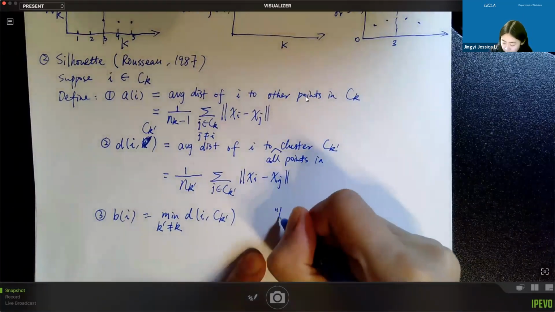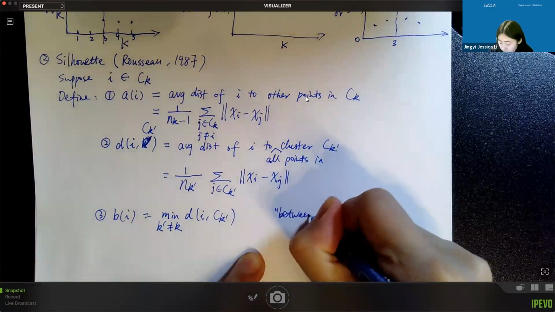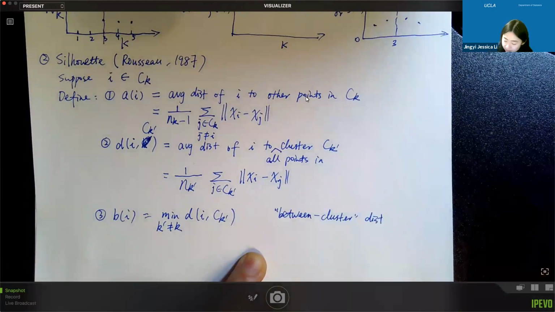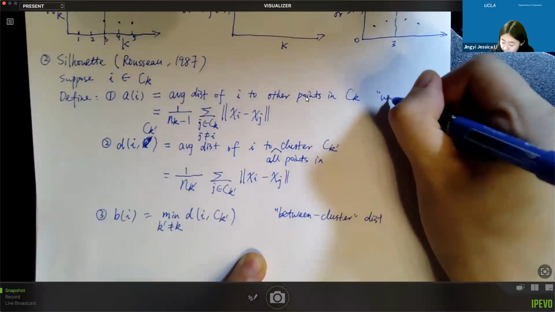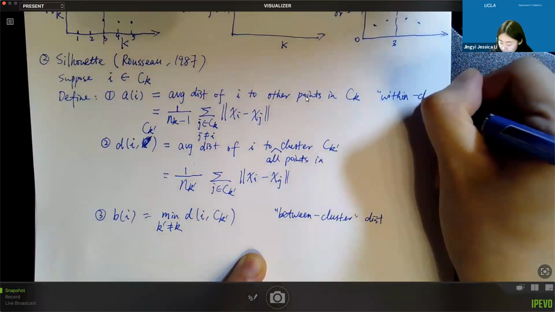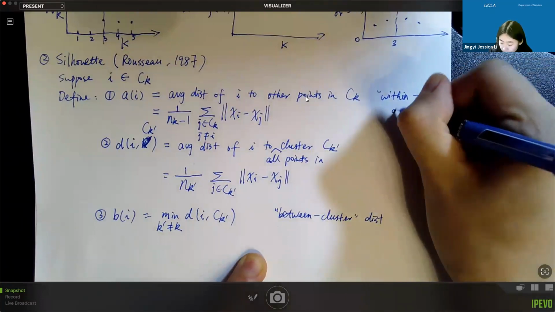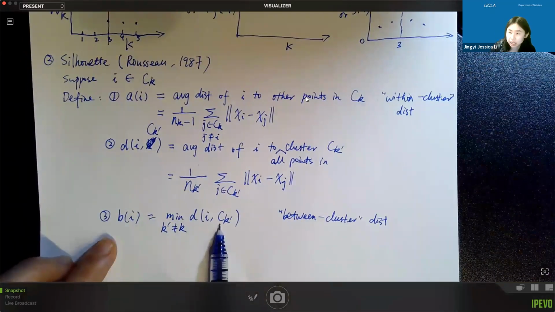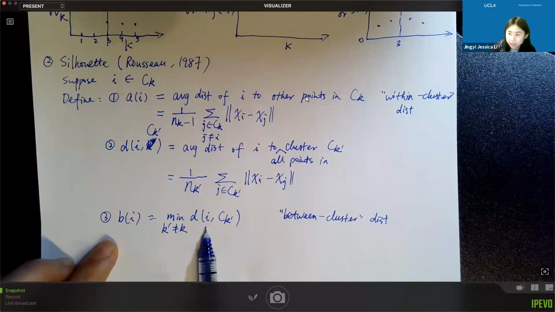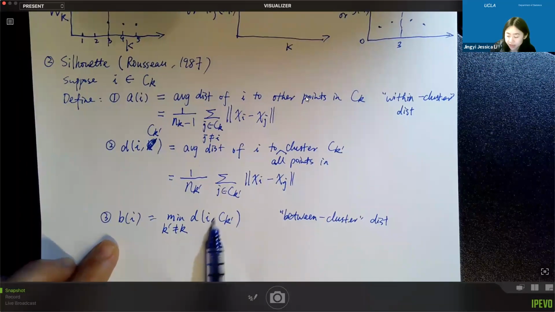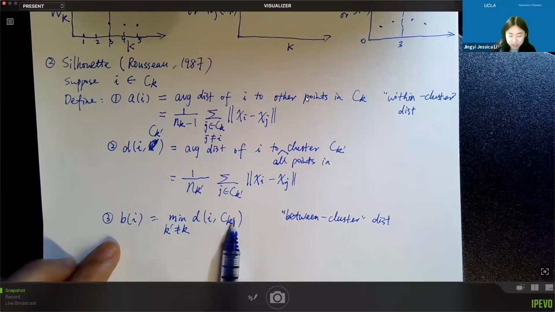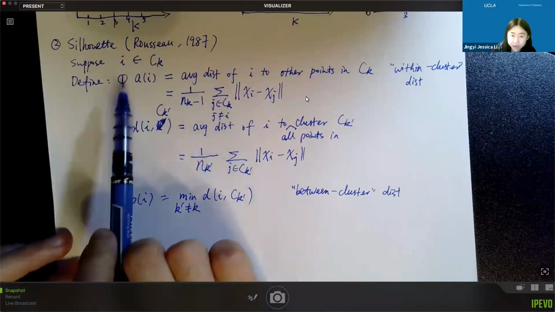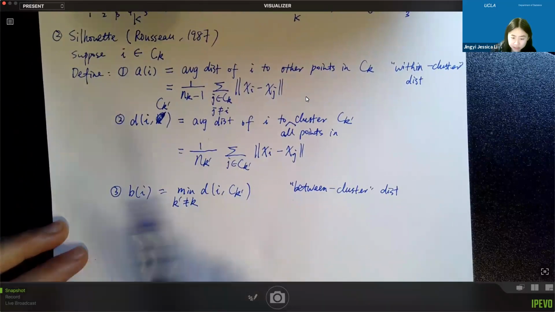So this is the between cluster distance, and this AI is the within cluster distance. You can see that the definition of BI is to pick the closest other cluster to data point I, and I'm taking the average distance between I and that closest cluster. So with this, we will focus on AI and BI for our definition of silhouette.